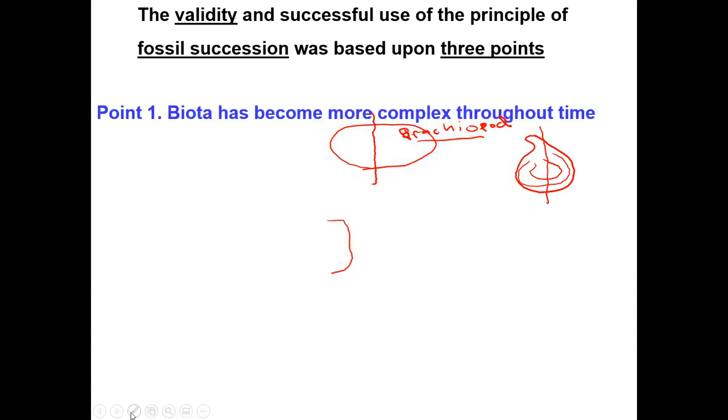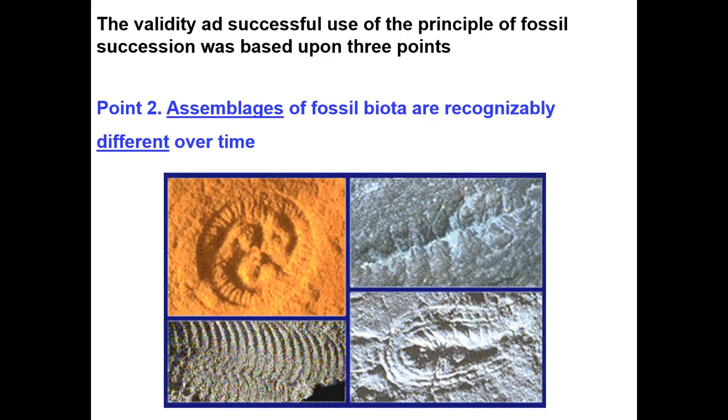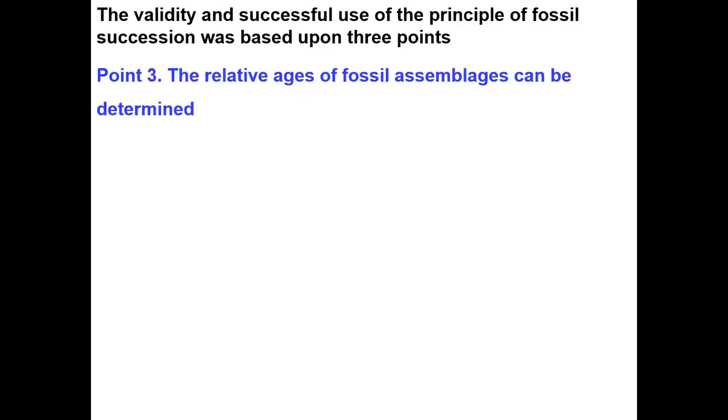So biota has become more complex. The assemblages of biota are recognizably different over time. Animals change over time, plants change over time. We see successions of different animals, starting with simple in the oldest strata, going to more complex as we move through. And we also find that the relative ages of fossil assemblages can be determined. So we can figure out that, yes, indeed, these two pairs of rocks with the same kinds of fossil assemblages happened at the same time. By the way, a fossil assemblage just means groupings. An assemblage is just a set of various fossils we find in the same rock.